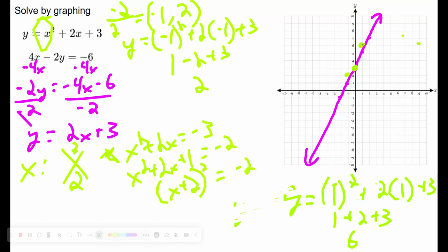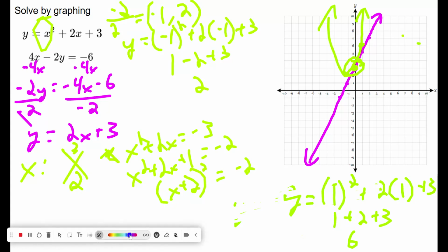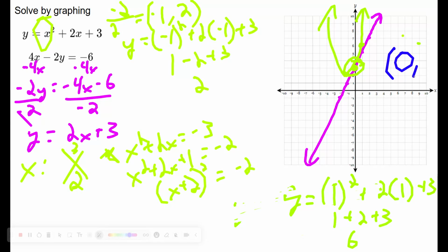So I think that we can safely say that there is one touch point here for this parabola and this line, and it's at the y-intercept. So there's only going to be one solution here, and that is at 0, 3. All right, there we go.